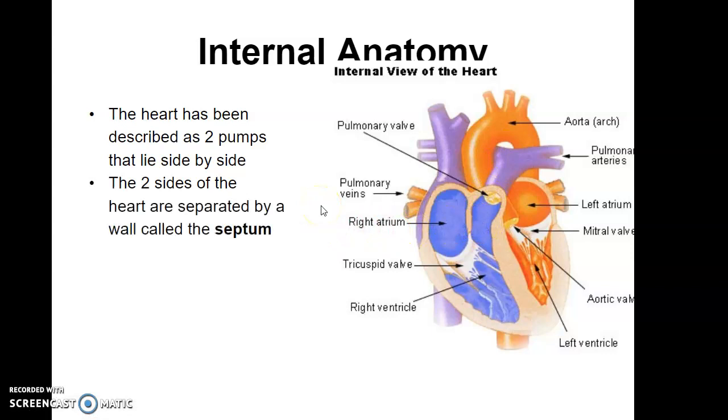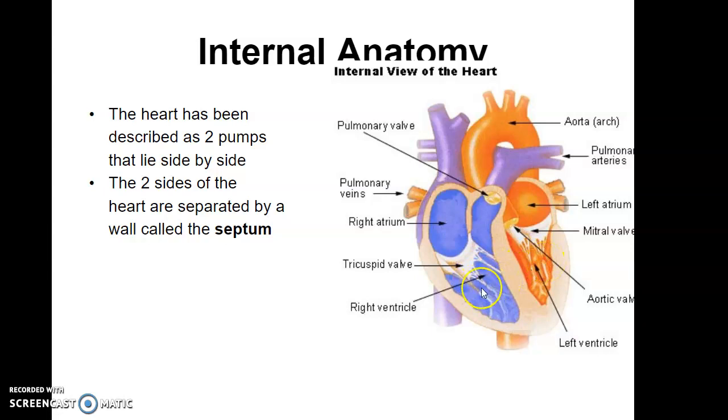The two sides of the heart are separated from each other by something called a septum. This very thick muscular wall separates the two sides. As I mentioned in the evolution of the heart lecture, sometimes babies are born with a hole in their heart. If you've heard that term before, the septum wall here did not fully form, and now there's an opening between these two sides, and that is not good. That causes a bunch of problems.